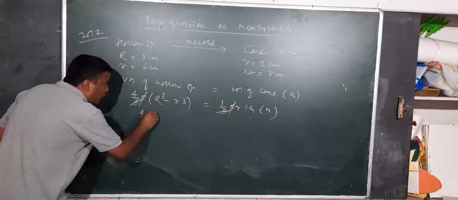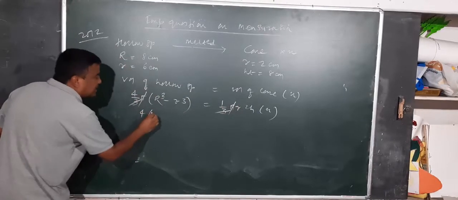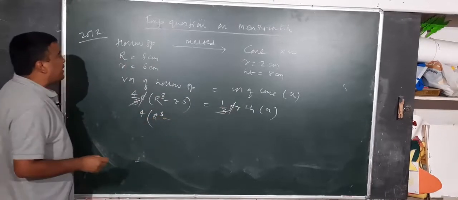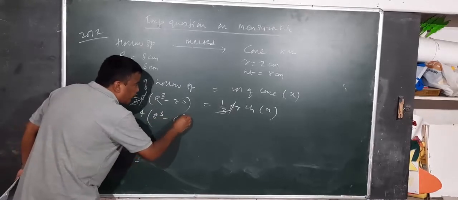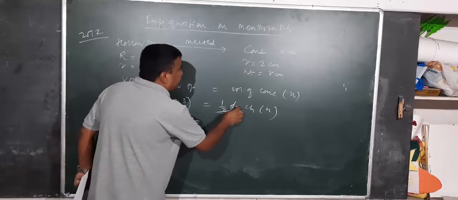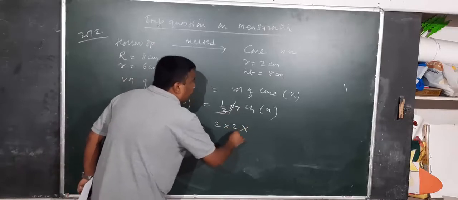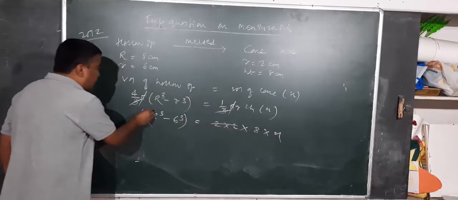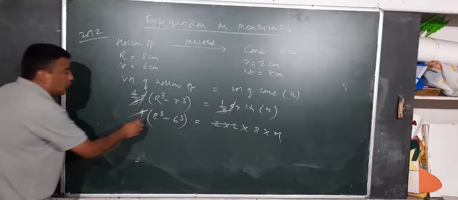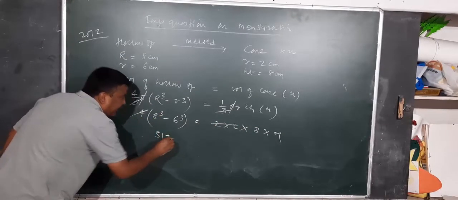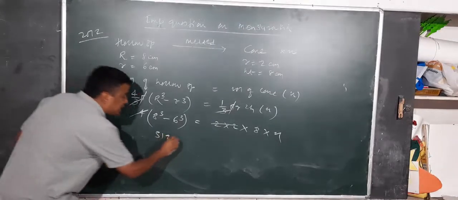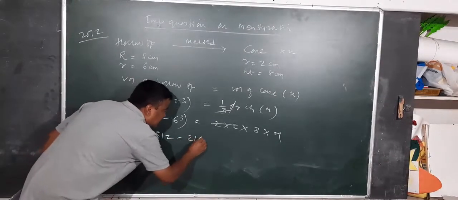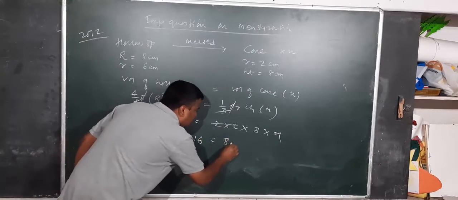Now 4 into... r cube means 8, 8 cube minus 6 cube equals to radius 2 into 2 into height is 8 into x. 2 2s are 4 and 4. This also you can cancel. Now 8 cube means 8 into 8 into 8 is 512. Minus 6 cube means 6 into 6 into 6 is 216 equals to 8x.